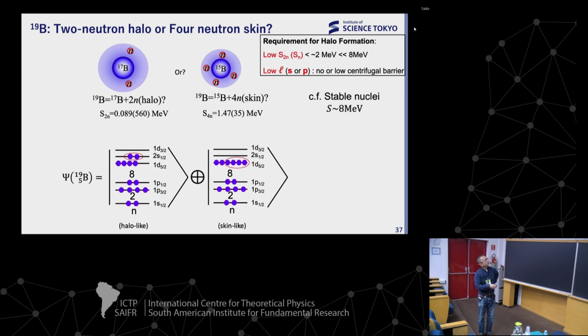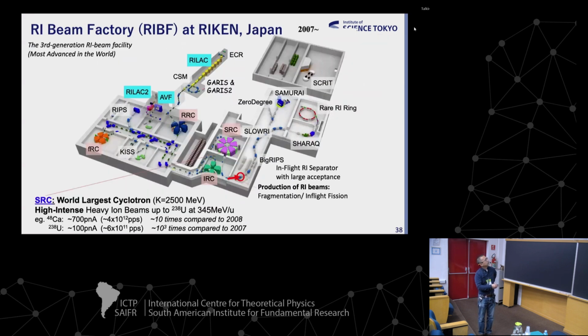So, this is a kind of question, I would say. And maybe I just would remind you that the S-wave favors halo structure because of no centrifugal barrier. Okay? And the experiment was done at RIBF. I think I don't need to explain this again. We used the SAMURAI facility here.